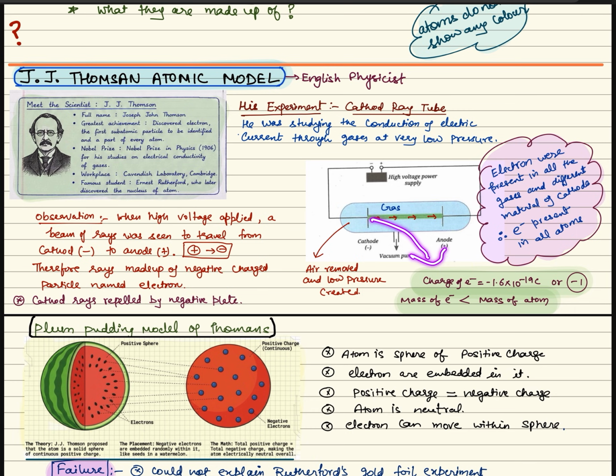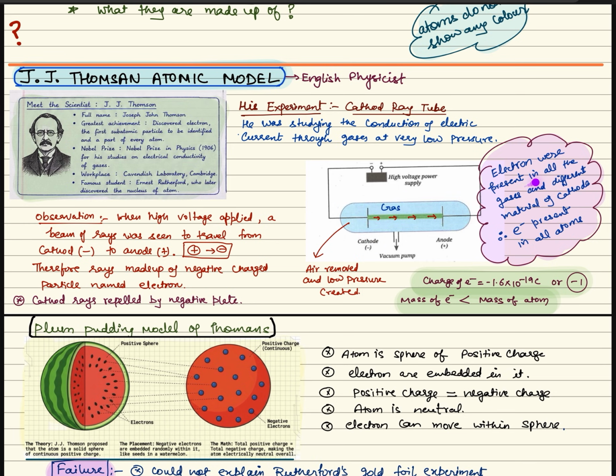Okay, and they are attracted towards the positive. Okay, because negative always goes towards positive, there is attraction. And in a second experiment he did, if he replaced it with a negative plate, okay, then negatively charged particles cannot be attracted to negative, so they will be repelled. Okay, so that confirmed that negatively charged particles are being emitted. Okay, and he named these particles electrons.